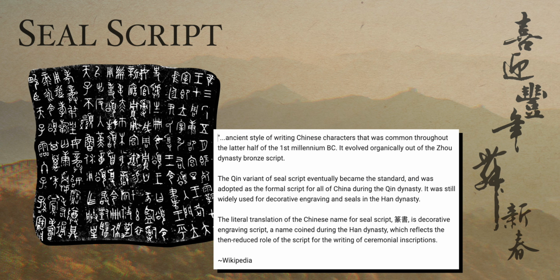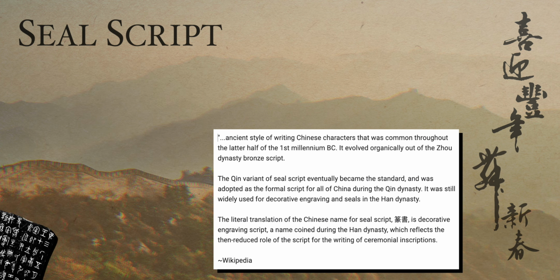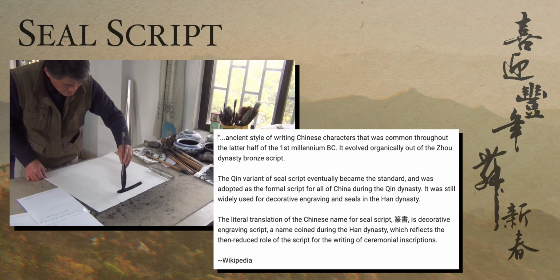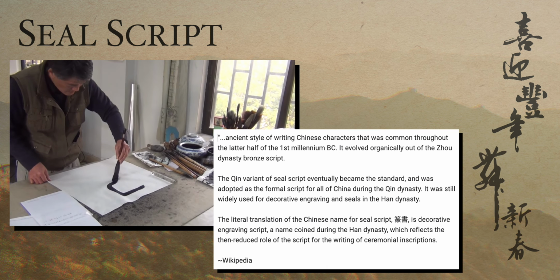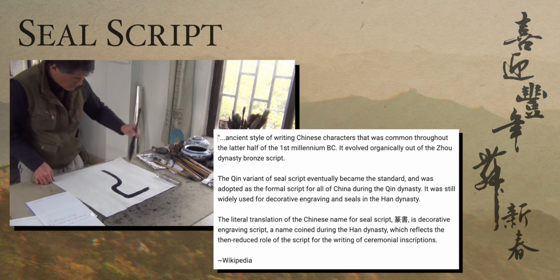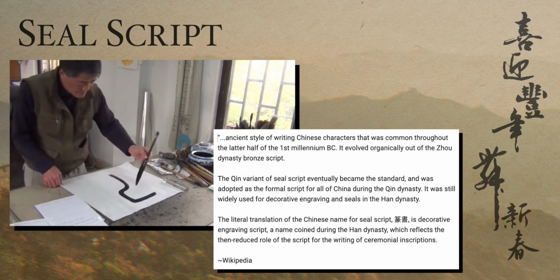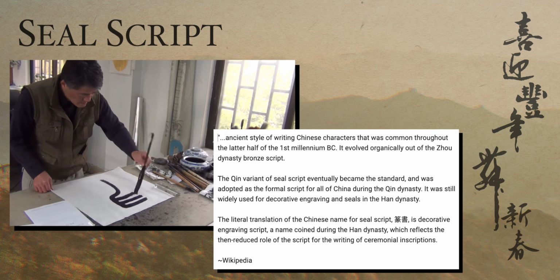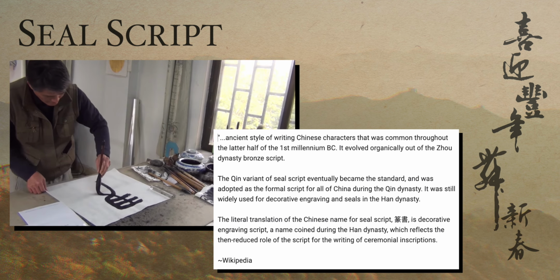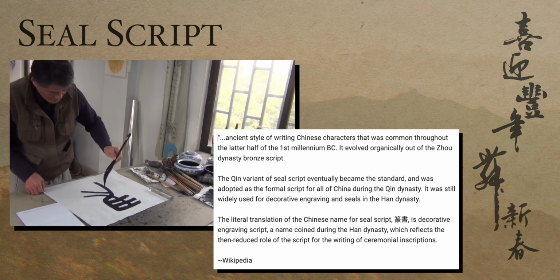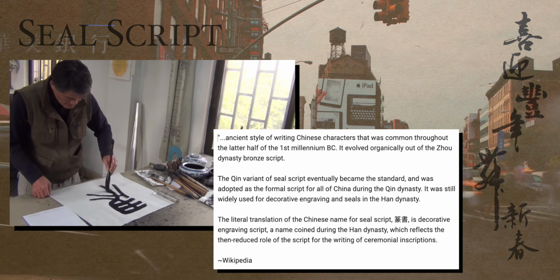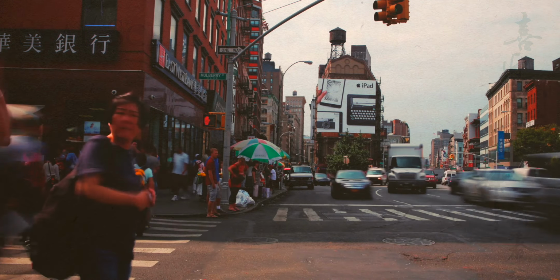Well, in my opinion, it's the next most important script after the Oracle Bone. It was popularized in the second half of the first millennium BC, so we are jumping a couple centuries forward. It was usually written on bamboo or stones. Its main feature are the curved, rounded, but a bit more simplified and organized strokes. Its literal name in Chinese means decorative engraving script, as this was what it was originally used for way back in the day.